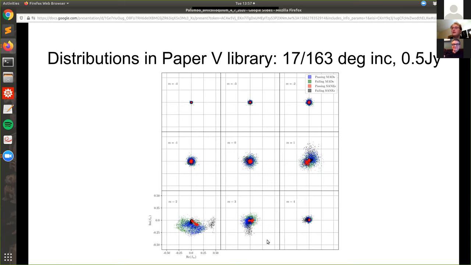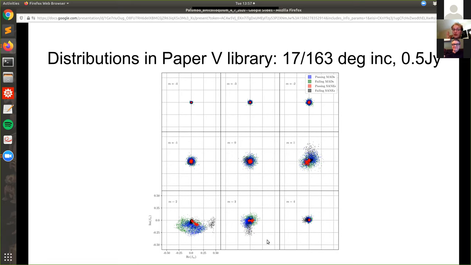And so here they are. I've got passing MADs in blue and passing SANEs in red, whereby passing, I mean, by the standards of paper 5, given what we knew before. What are these distributions being separated anew? We've selected our inclinations so that everything has the same sense of rotation of the material, just so that the asymmetry actually agrees with the EHT image. And just looking at these distributions, there's clearly structure in modes besides m equals 2. There's a story there as well.